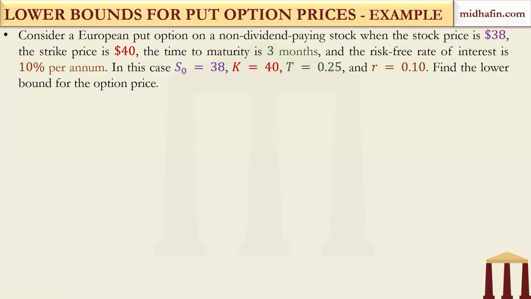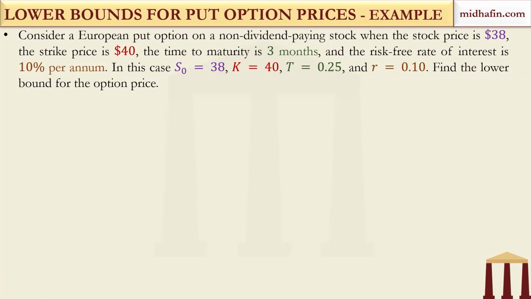Now, here the specifications have been written down, and we are interested in finding out the lower bound for the option price. Upper bound is quite simple. It's S0, that is 38. There is no doubt about it. Upper bound is S0, 38. Sorry, it's put option. So it is PV of K, that is present value of 40. Lower bound has a formula.